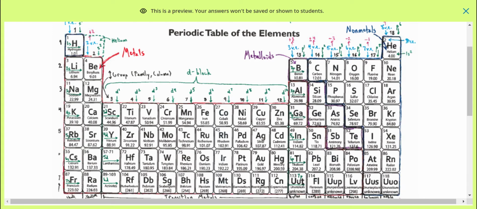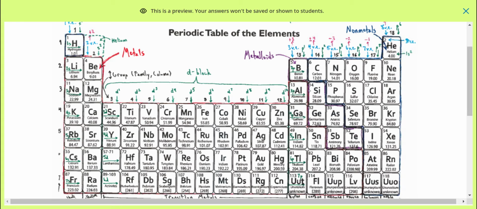So the metalloids are in this diagonal stair step that goes down and right on the right side of the periodic table. That includes boron, silicon, germanium, arsenic, antimony, and tellurium. These are the six metalloids that we're going to recognize in this class. And again, depending on what periodic table you look at, sometimes there's another metalloid that they consider. But in this class, this is all we're going to consider. It's just these six right here: boron, silicon, germanium, arsenic, antimony, and tellurium.